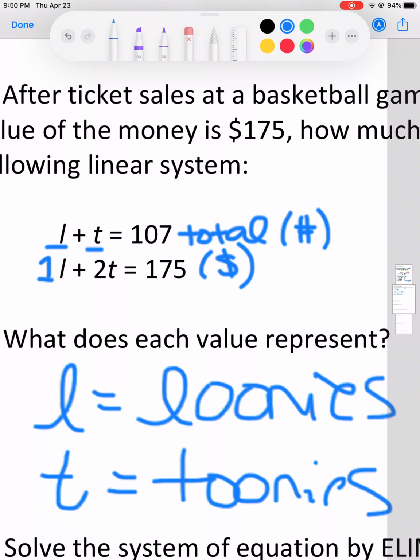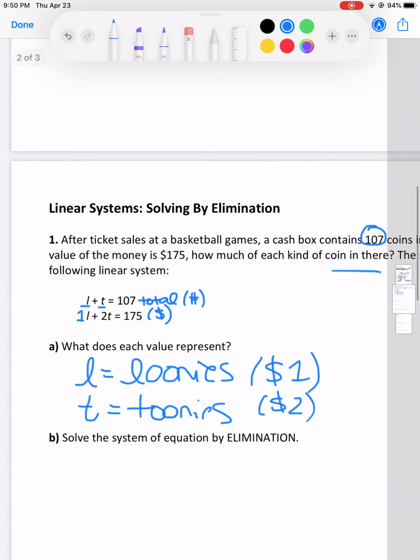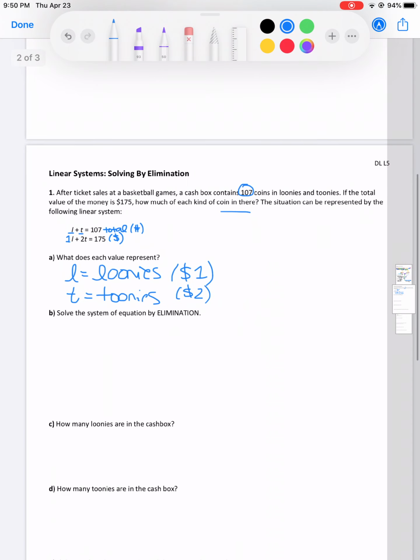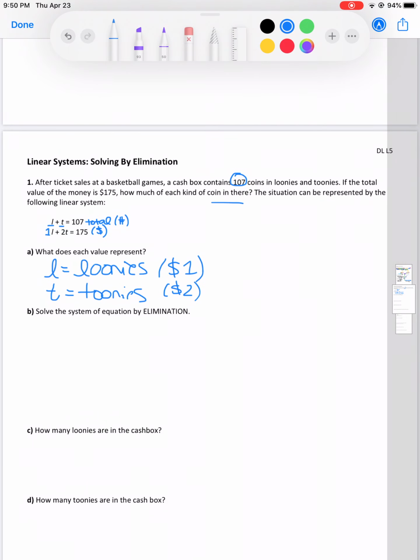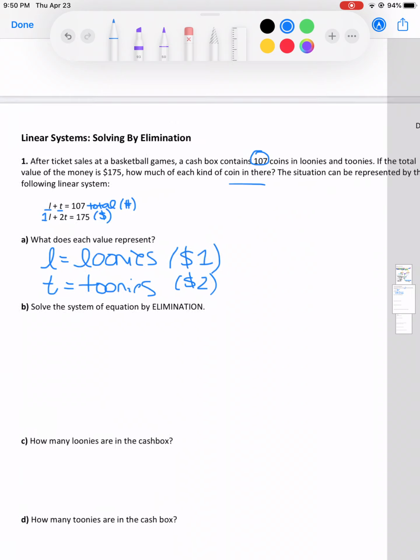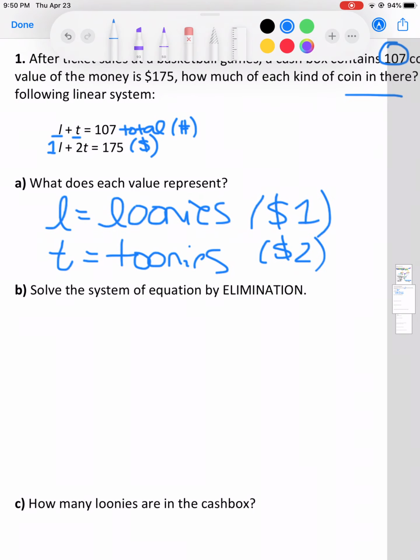So, that's why it's 2T, because a toonie is worth $2. So, we're going to find out how much of each we can. You guys can go through it and try to solve that puzzle if you wish. Go for it. But this way is way faster. So it says solve the system of equations by elimination. Okay, so elimination. We're going to line the two up. All the steps are on the last lesson. Okay, guys, I'm not going to go through it each time. We have L plus T.